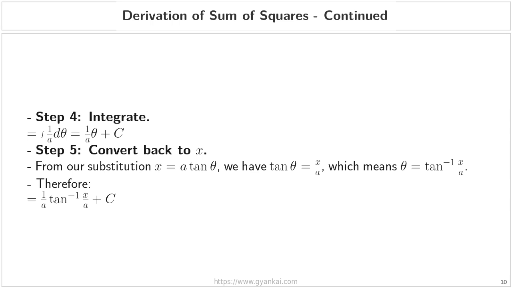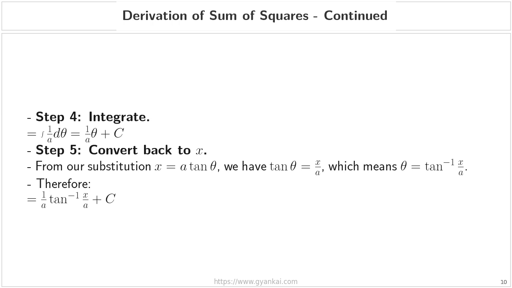Convert back to x. Remember our initial substitution? We said that x equals a times the tangent of theta. From this, we can rearrange to find theta in terms of x. If x equals a times the tangent of theta, then the tangent of theta equals x over a, and if the tangent of theta equals x over a, then theta equals the inverse tangent of x over a in mathematical terms. This is written as arctangent of x over a.